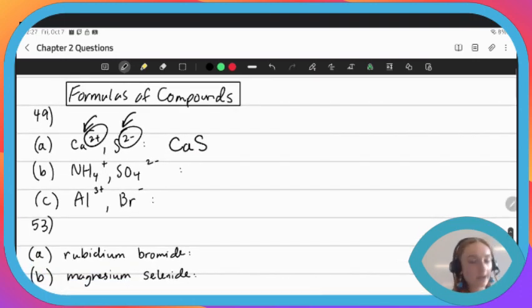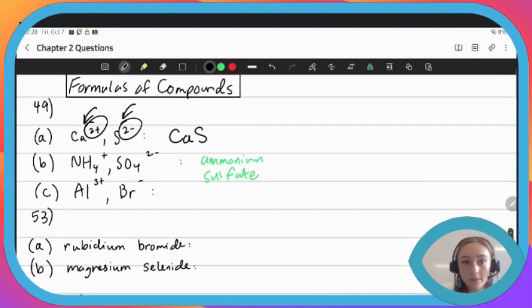Okay, so for 49B, we have NH4 plus and SO4 2 minus. NH4 plus is ammonium, so we have ammonium here. And then the SO4 2 minus is sulfate. These are also a couple of ions that you should be starting to memorize and get to know a little bit more. They'll come up a lot, so you'll be able to really understand them and recognize them much quicker as time goes on.